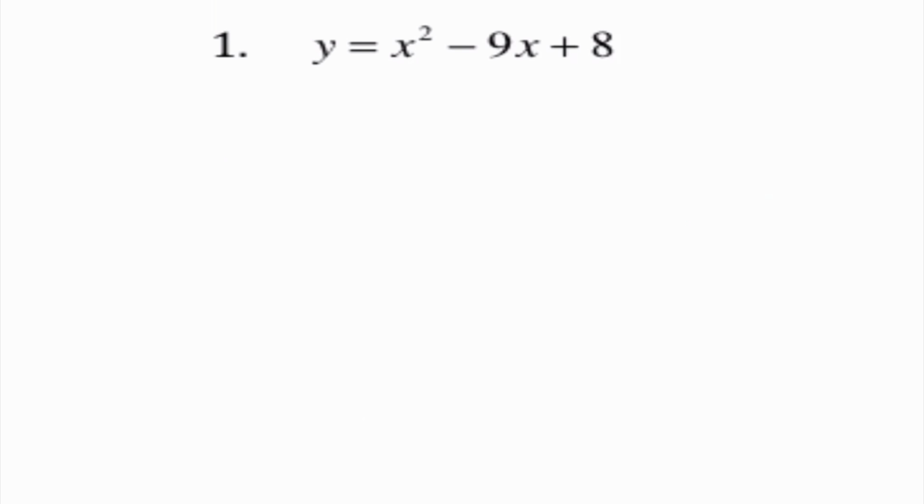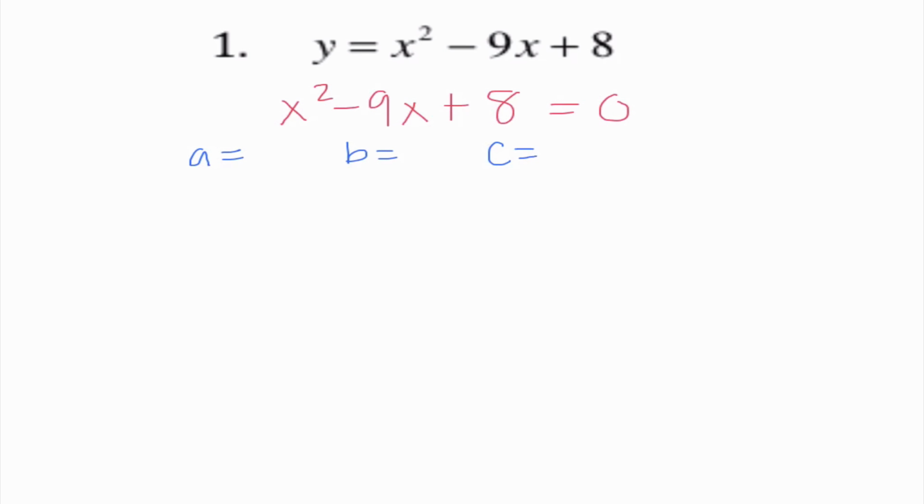Example number 1 is y equals x squared minus 9x plus 8. Since we are finding the zeros, the first thing I'm going to do is take this equation and set it equal to 0. Remember that the reason we call x-intercepts zeros is because our y value is actually 0. So I need to figure out what is my a value, what is my b value, and what is my c value.